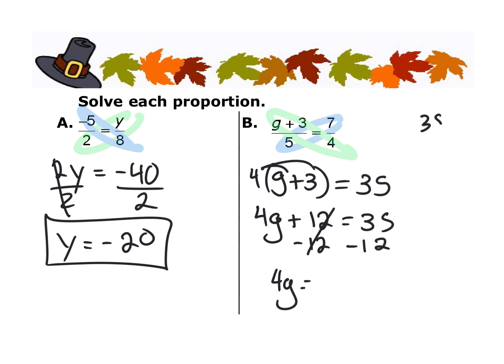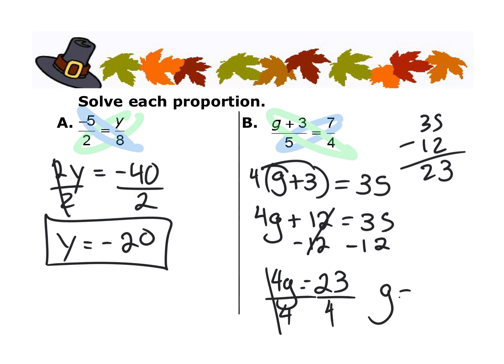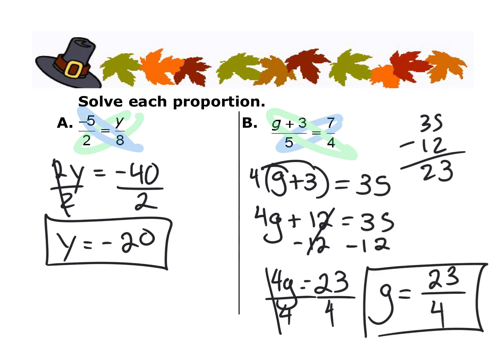I'm going to go ahead and subtract the 12 on both sides. And let's do this up here. 23. And then I divide by 4. And I get that g is equal to 23 over 4. Again, I will accept, and I would prefer, that you guys leave your answer as a fraction. Now we cannot simplify this anymore, so we're just going to leave it like that.